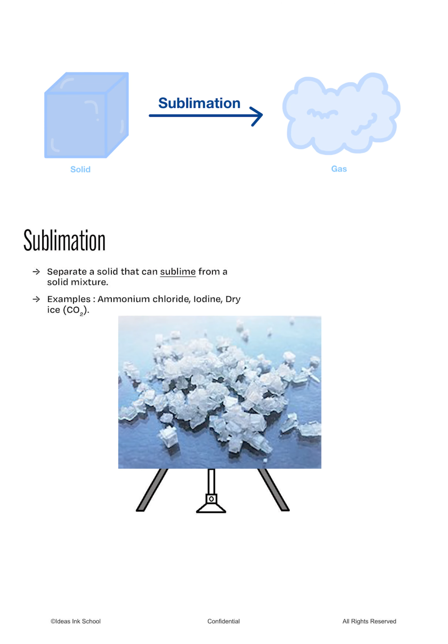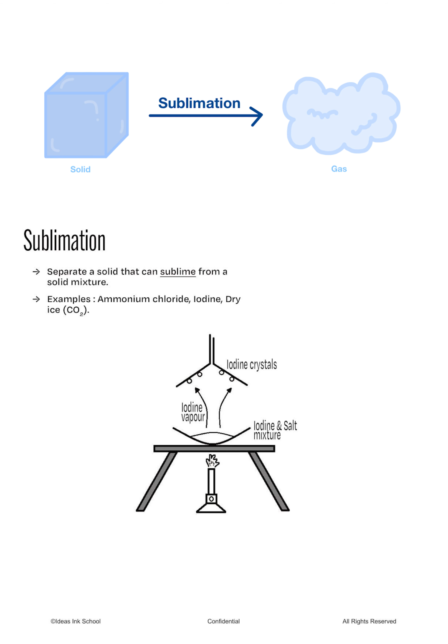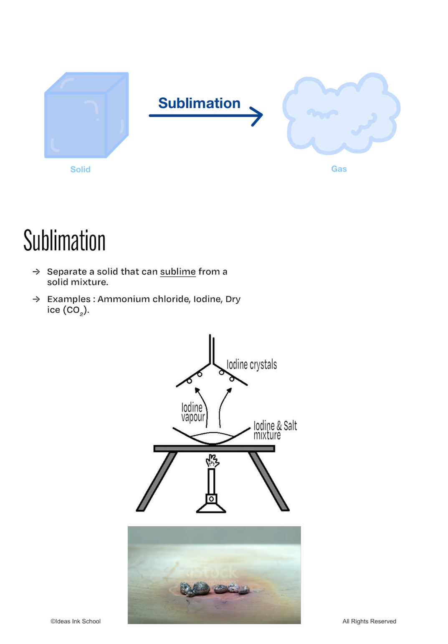The next method of separation involves sublimation. Substances like ammonium chloride and iodine can sublime. Recall that when a substance sublimes, it changes from a solid state to a gaseous state. We can use this technique to separate a mixture of iodine and salt. You can pause the audio and refer to the diagram in the notes to have a better understanding of the setup. When this mixture is heated, only the iodine will sublime.